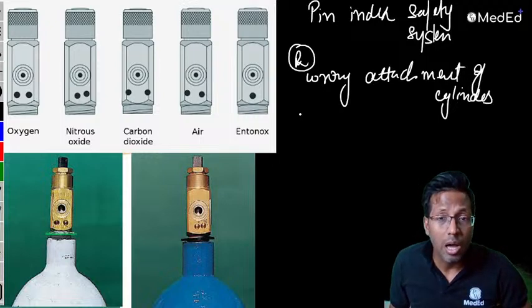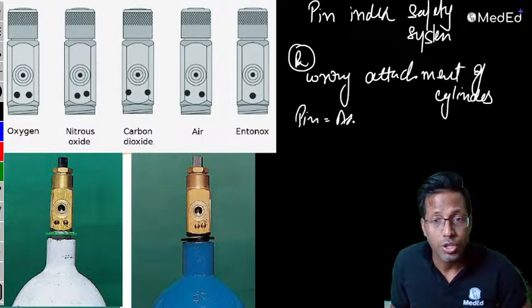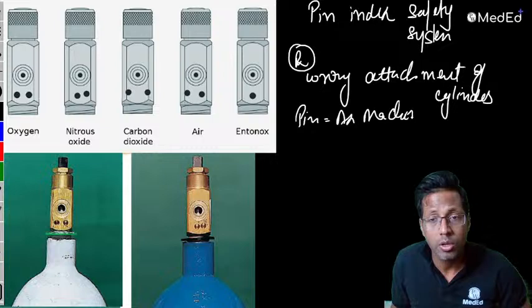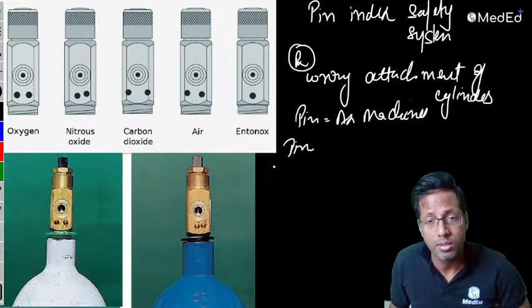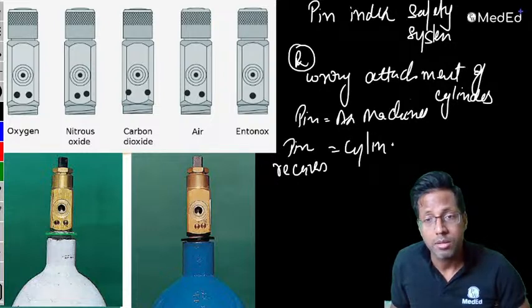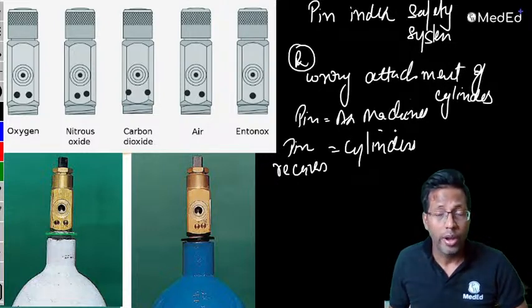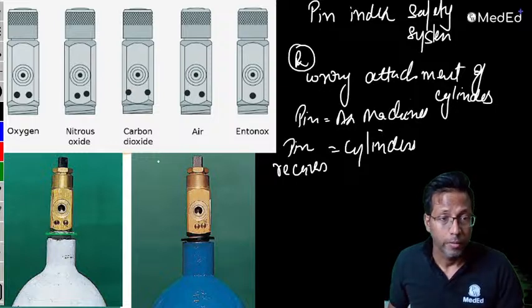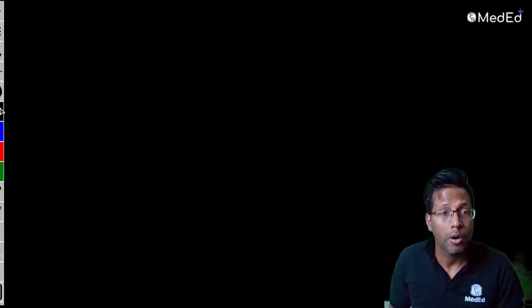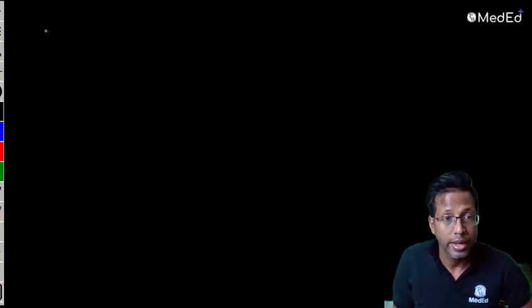So the pins are the ones which lie on the anesthesia machine, and the corresponding holes or the grooves lie on the cylinders, right? The corresponding pin receivers, you can say, or the grooves, they lie on the cylinders, right? So when you're talking about a cylinder, they are going to ask you an important question regarding the colors as well as pin index.